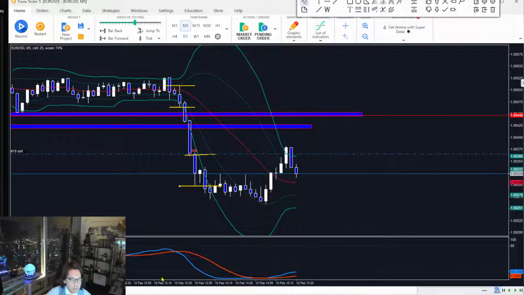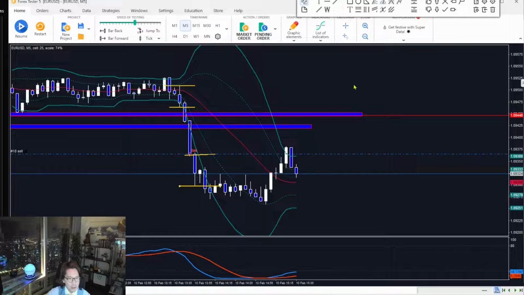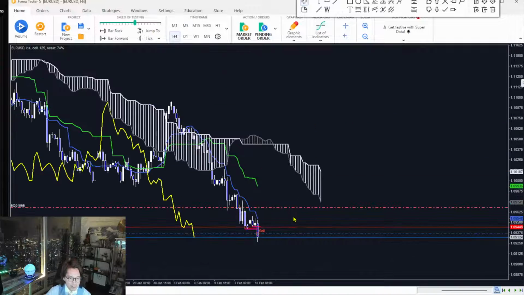Okay, so now the 4 hour is still down, right? This is a 4 hour chart, and in my mind, I'm following the 4 hour downtrend. I took the entry based on the 5-minute, but in my mind, I'm following the 4 hour downtrend. So as long as the 4 hour is in a downtrend, there's no reason to exit my trade.